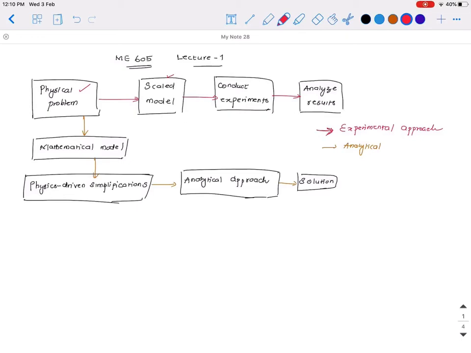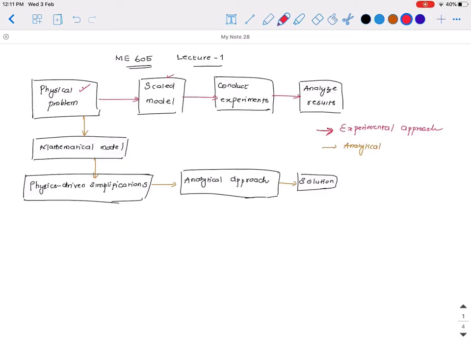But when we come to the analytical approach, we take the physical problem and then we develop a mathematical model for the problem. By this we mean that we develop governing equations that describe the dominant physical features of the problem. It is usually differential or integral equations. Most physical phenomena are governed by differential or integral equations.